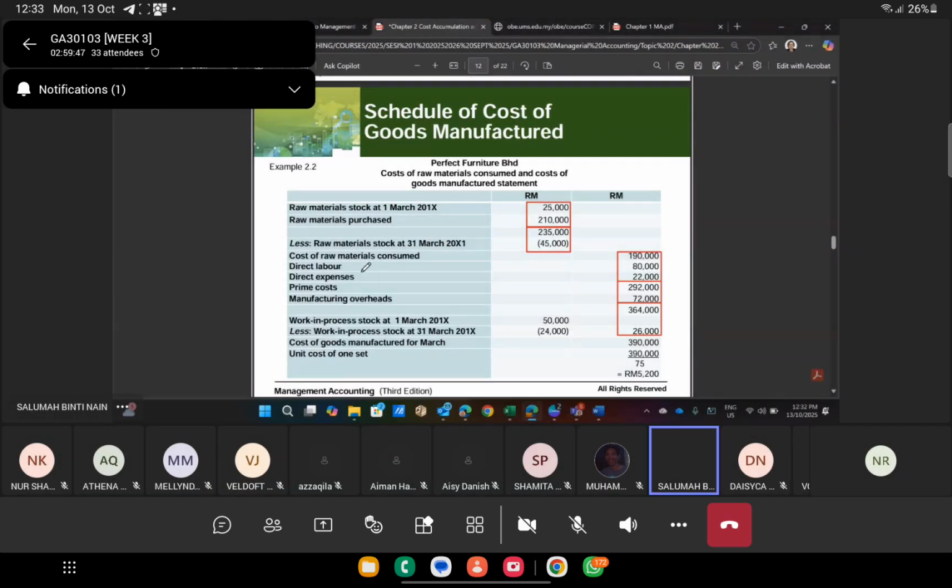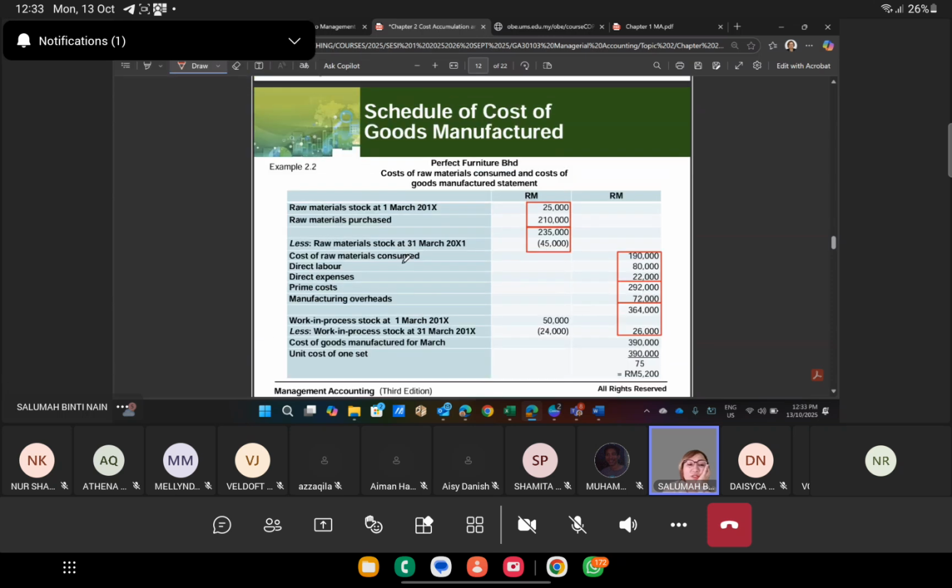Okay, so normally we do not give any format or formula in your final exam. So you have to memorize all of these formats. This is an example of cost of goods manufactured. We want to find out what is actually the product cost. What are all the production costs?